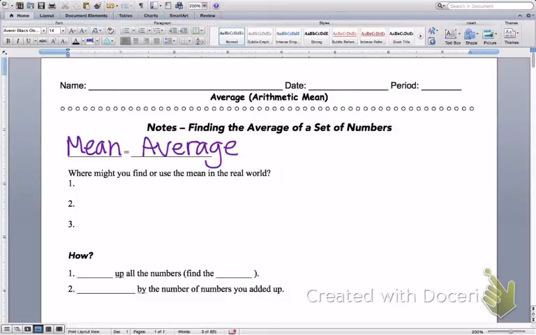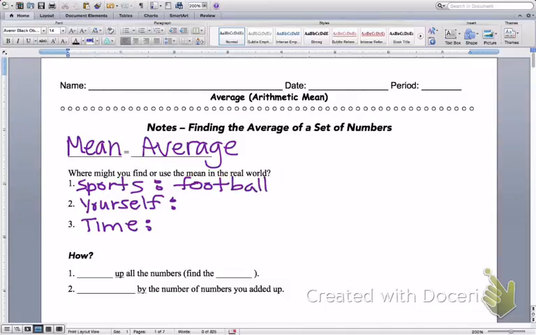So where are some places we might find the mean useful in the real world? The main one that pops into people's heads is sports. You can also find it in yourself. And the more commonly used place would be in terms of time. Let's get those down on your paper and give a few examples. In sports, we would say something like football and let's say basketball are two examples. In football and basketball, you may want to find the average number of points scored in a game, the number of rebounds or steals or yards that were run in a game.